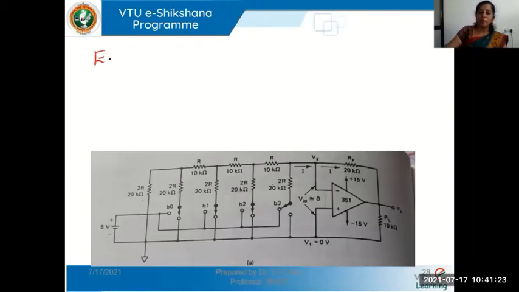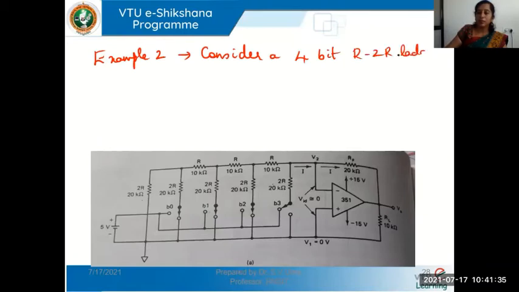So example 2: consider a 4-bit R2R ladder DAC as shown below. You see, this is the circuit. This is the same as the previous circuit that I had written. The only thing is we have considered a positive Vref. Plus Vr has been considered, and that is taken as plus 5 volts. The R value is taken as 10K in the example, and the 2R value will naturally be 20K.